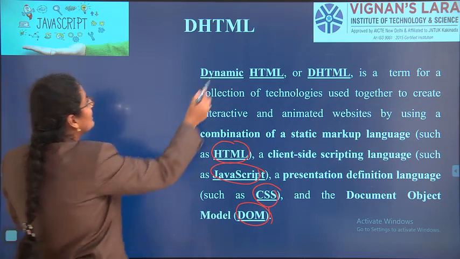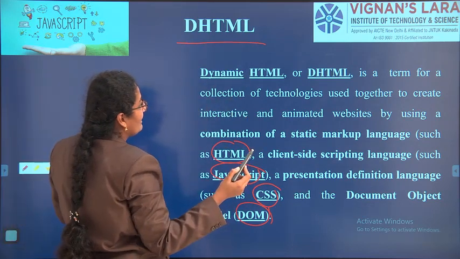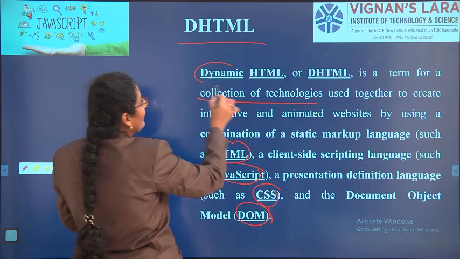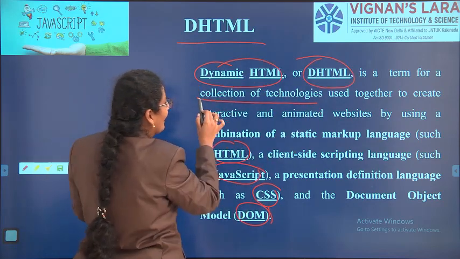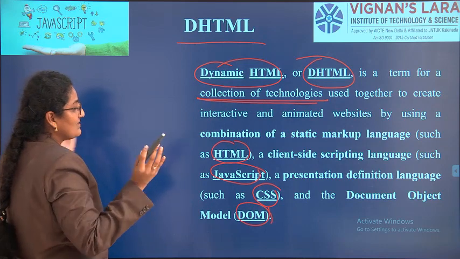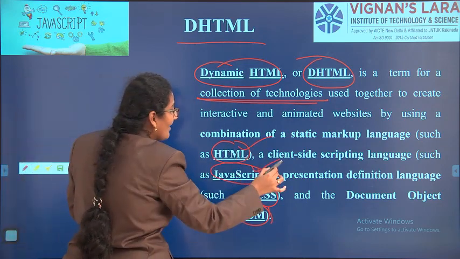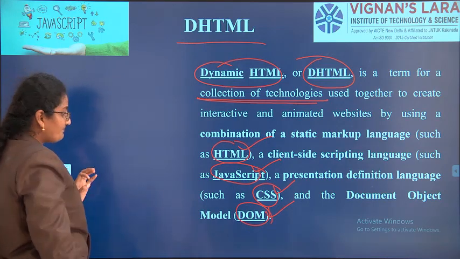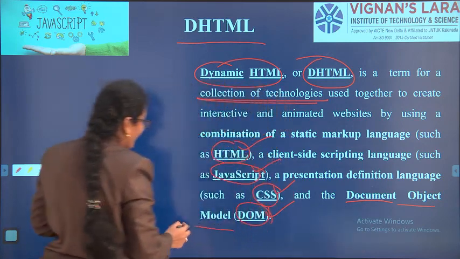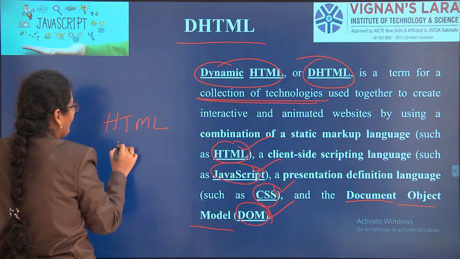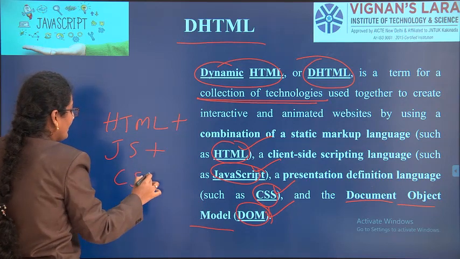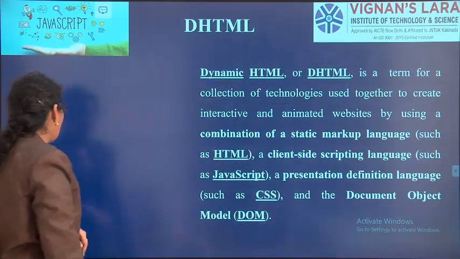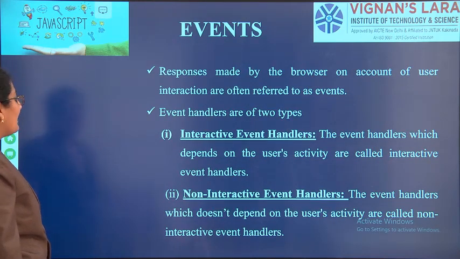Now we are going to discuss dynamic HTML. Dynamic HTML, also called DHTML, is a collection of technologies. What technologies are we collecting? HTML, JavaScript, CSS, DOM. What is DOM? Document Object Model. If you connect HTML, JavaScript, CSS with DOM, this group of collection is called dynamic HTML. So let us see what an event is.